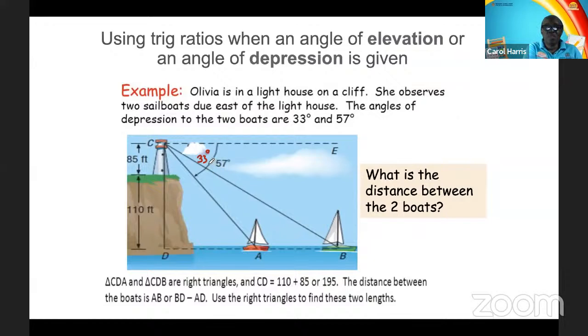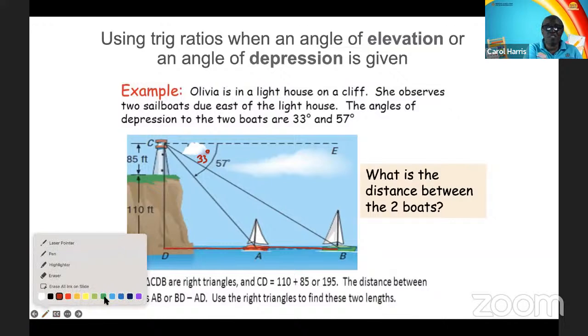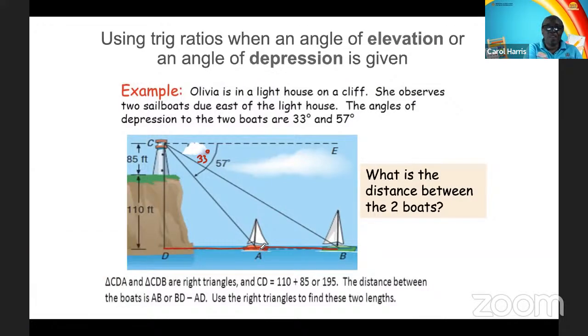And so, how could I find the distance between the two ships? I would first find the length of what you think. I'm going to find the length BD, and then I'm going to find the length DA. Can everyone see that? In order to find the length of AB, I must first find the longer distance, which is DB. Then I find the shorter distance, which is DA, and I do a subtraction. I find the difference. That will give me the distance between the two ships.